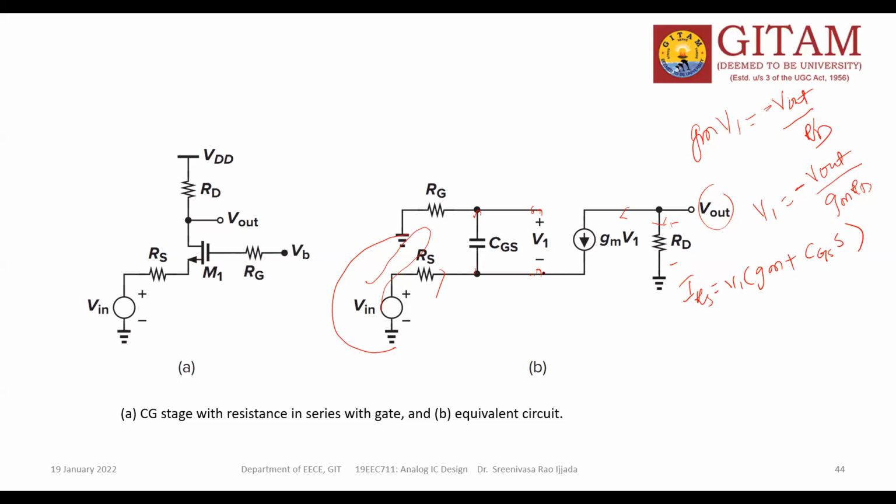Otherwise, you can say this same current is coming like this, so gm plus V1. What is this capacitor impedance? Impedance is 1 by CGS. That is the impedance. That's V1 into gm, this component, and this component is V1 into V1 by 1 by CGS. That's this one.